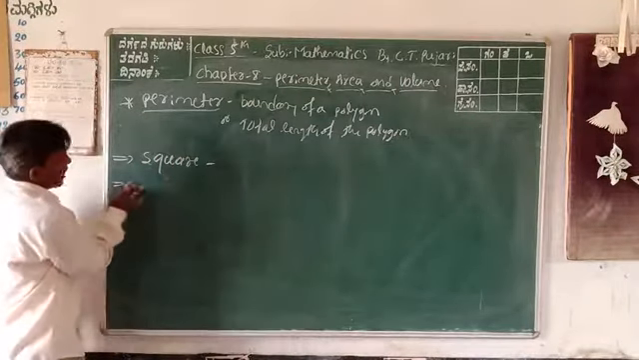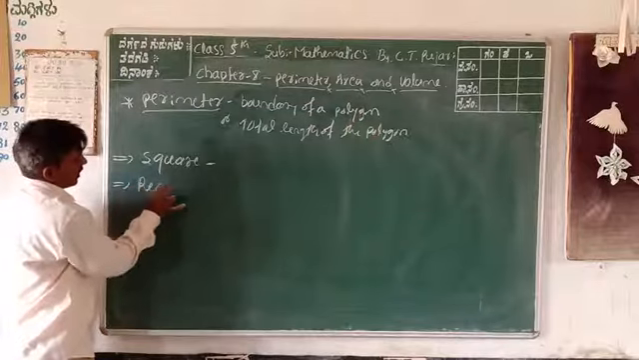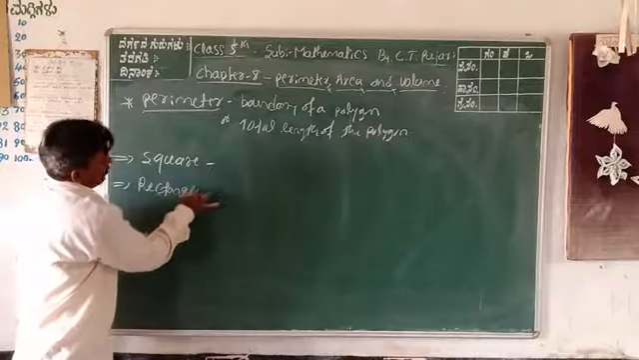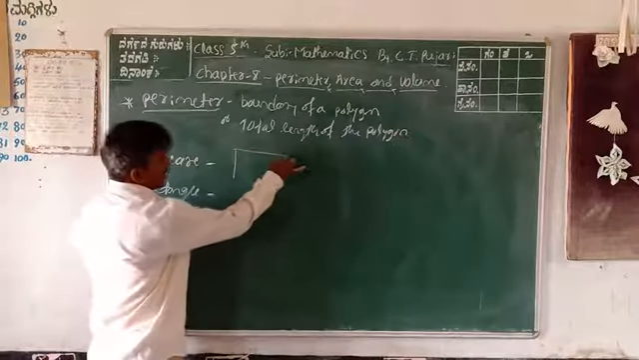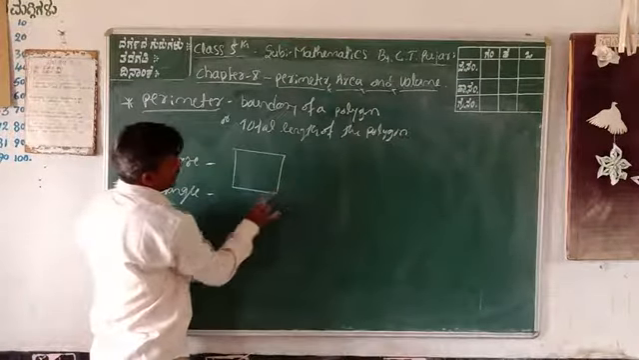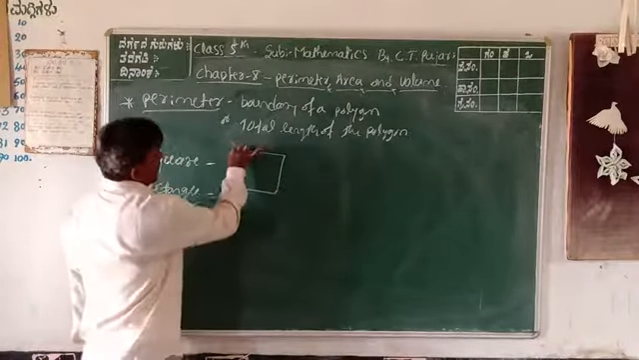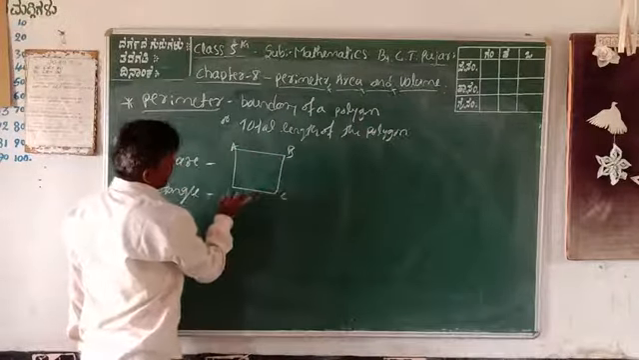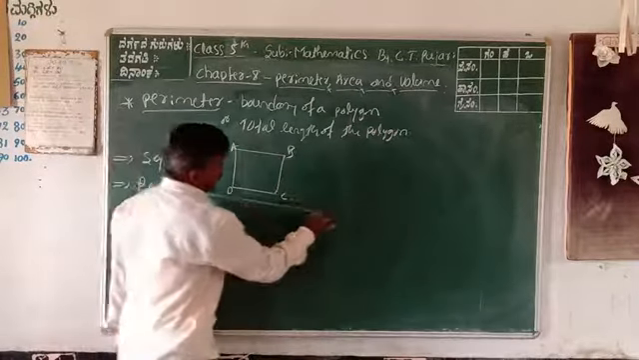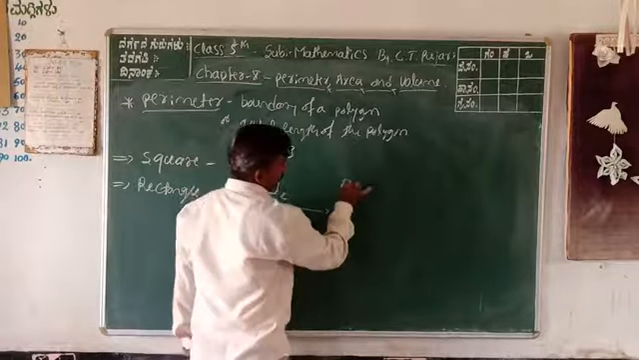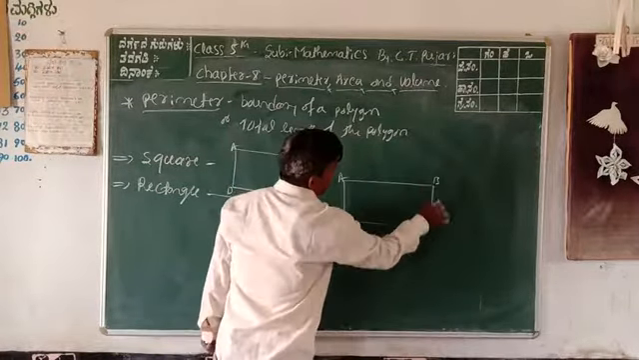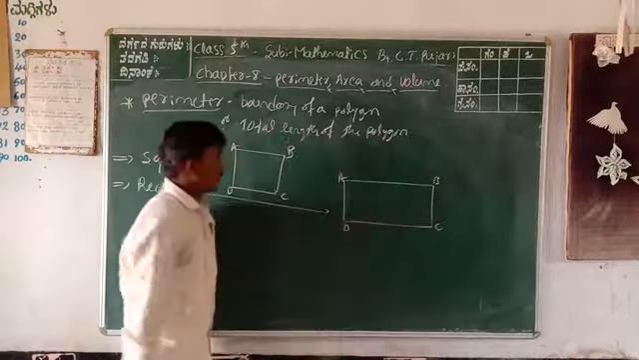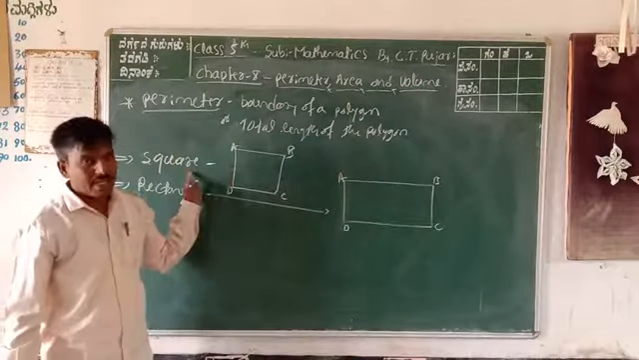Square and rectangle. You know about rectangle and square. In the square, all sides are equal. Consider ABCD is a square. A rectangle looks like this. Here is the rectangle ABCD. This ABCD is a square.